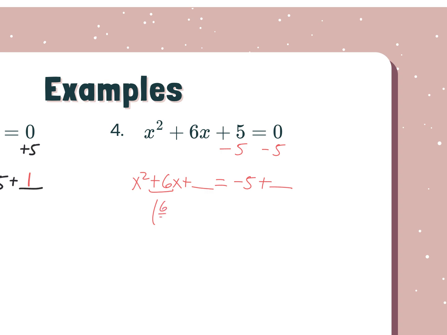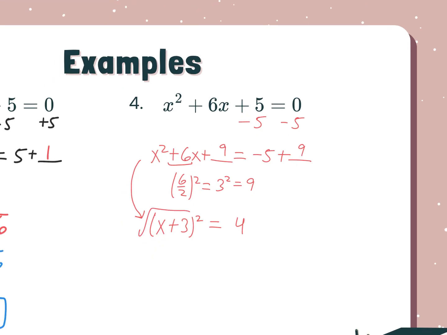So it's going to be 6 over 2 all to the second power. And this is going to be 3 squared, which is 9. So I'm going to add 9 on both sides. And then this is a perfect square trinomial. Again, it's always going to be x plus b over 2 squared. So x plus 3 squared equals -5 plus 9, which is going to leave you with a positive 4.